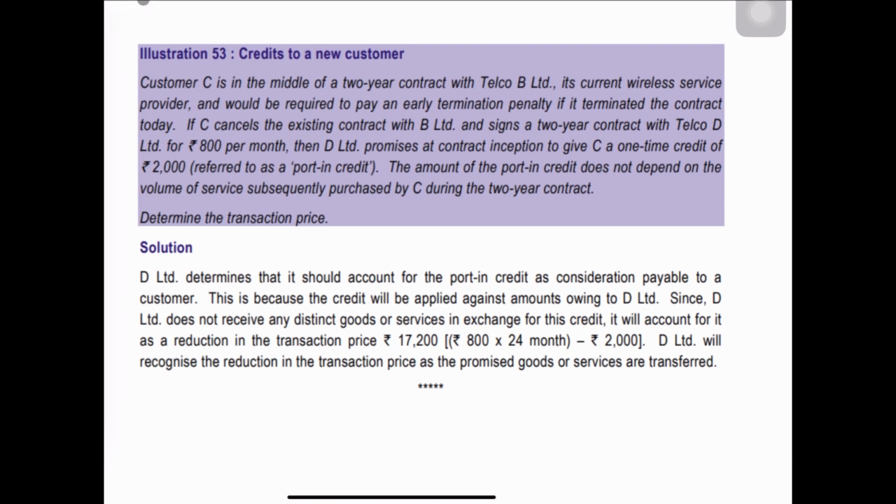Okay, so let's go through illustration 53. So here D Limited determines that it should account for the port-in credit as consideration payable to a customer. This is because the credit will be applied against the amount owing to D Limited. Since D Limited does not receive any distinct goods or services in exchange for this credit, it will account for it as a reduction in the transaction price, that is 17,200. So D Limited will recognize the reduction in the transaction price as the promised goods or services are transferred.